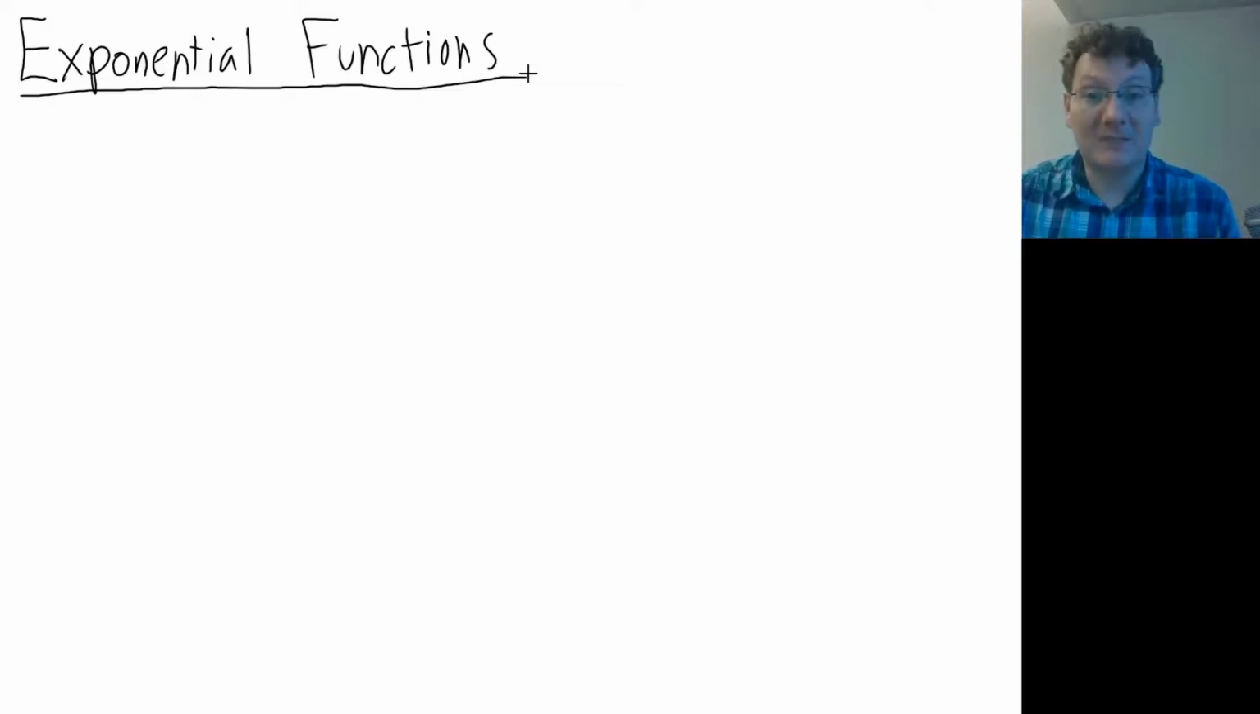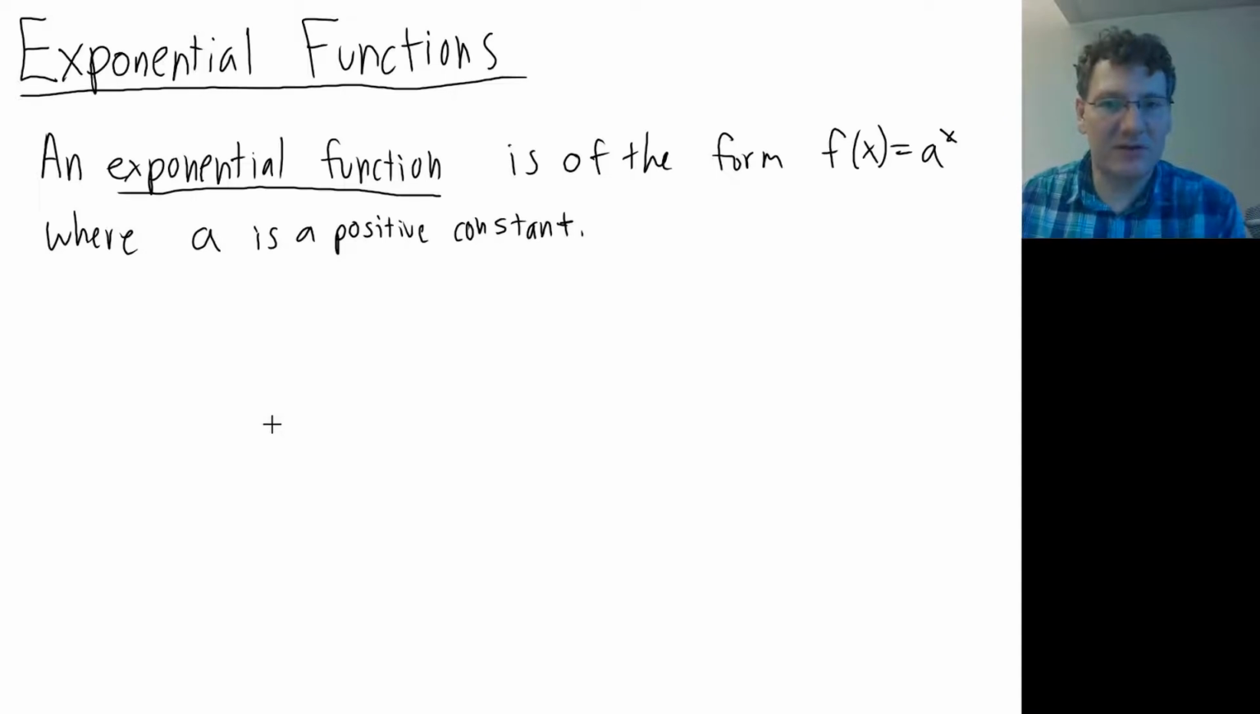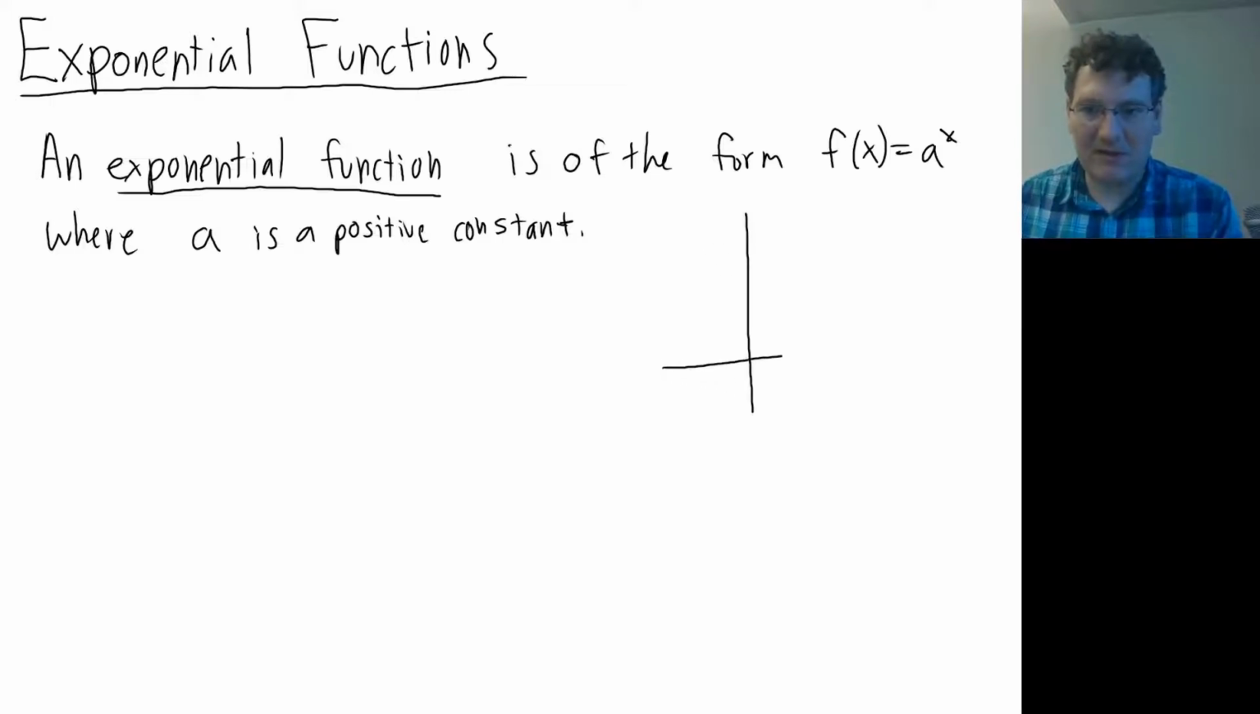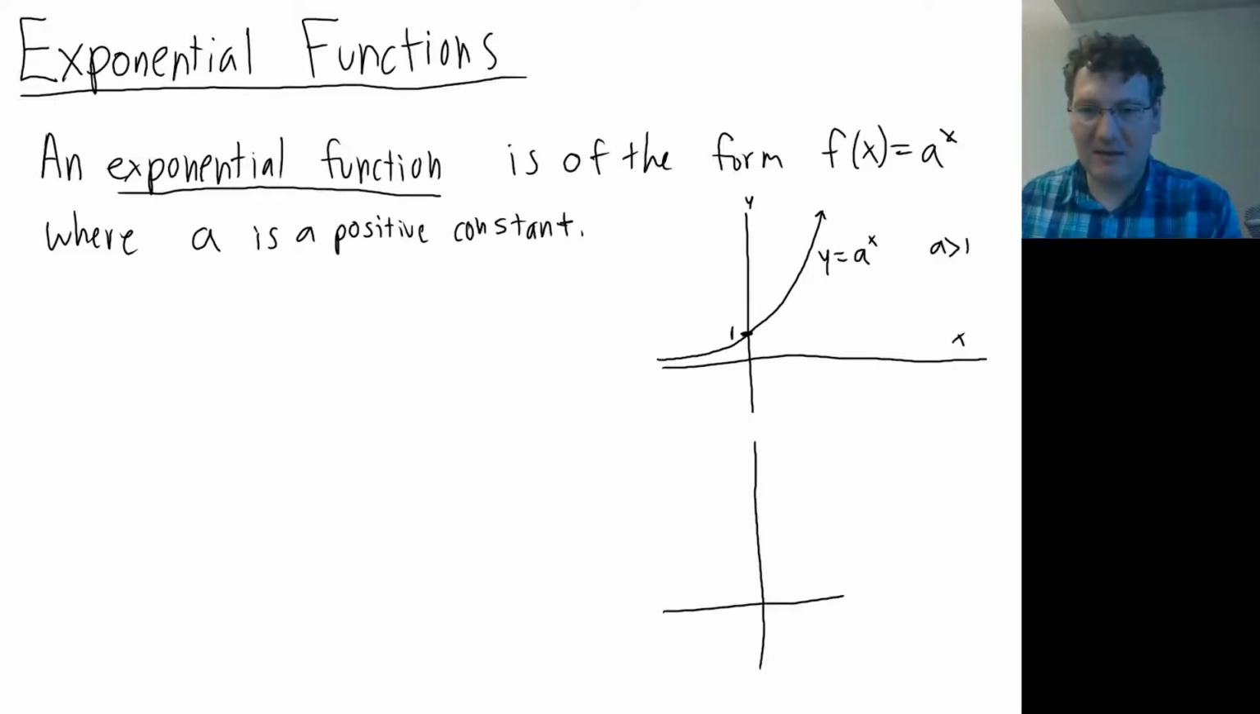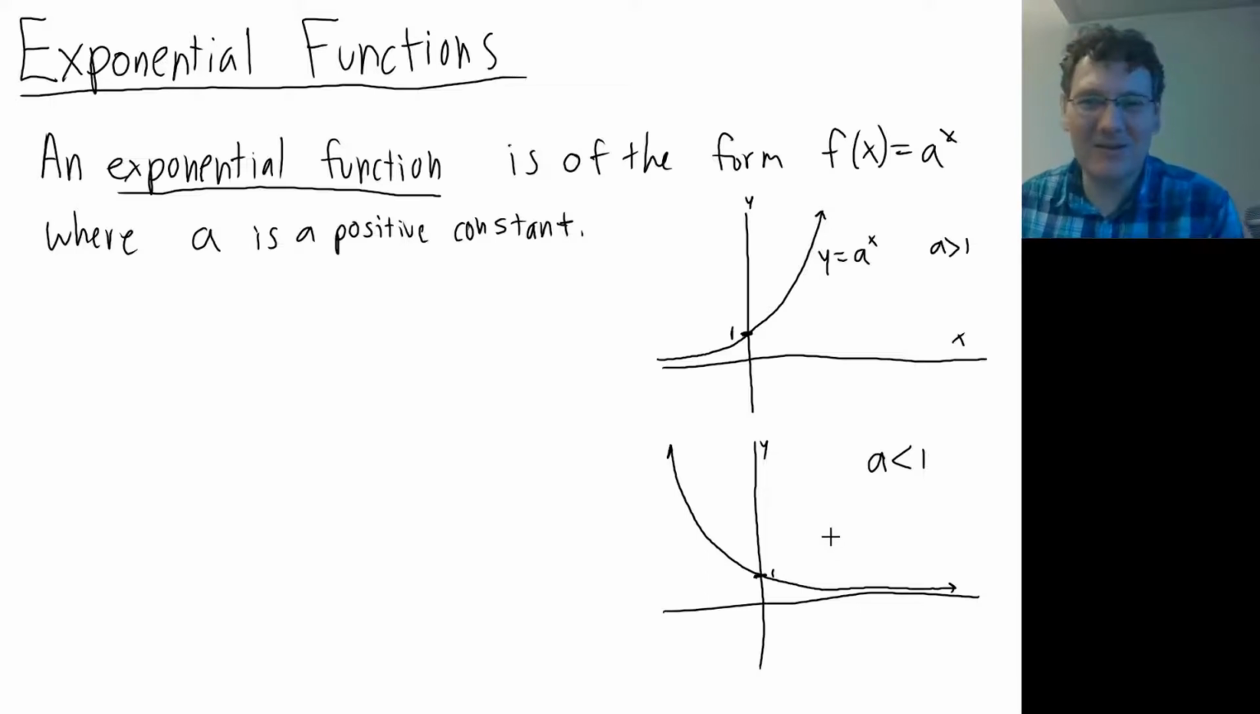So let's begin. Okay, so an exponential function is a function that's of the form f of x equals a to the x. And exponential functions are all going to basically look like this. If a is greater than 1, this is what it would look like. And if a is less than 1, it's going to look like this. So this is what this would look like when you have a positive constant that's less than 1. Okay, so these are the shapes of an exponential function.